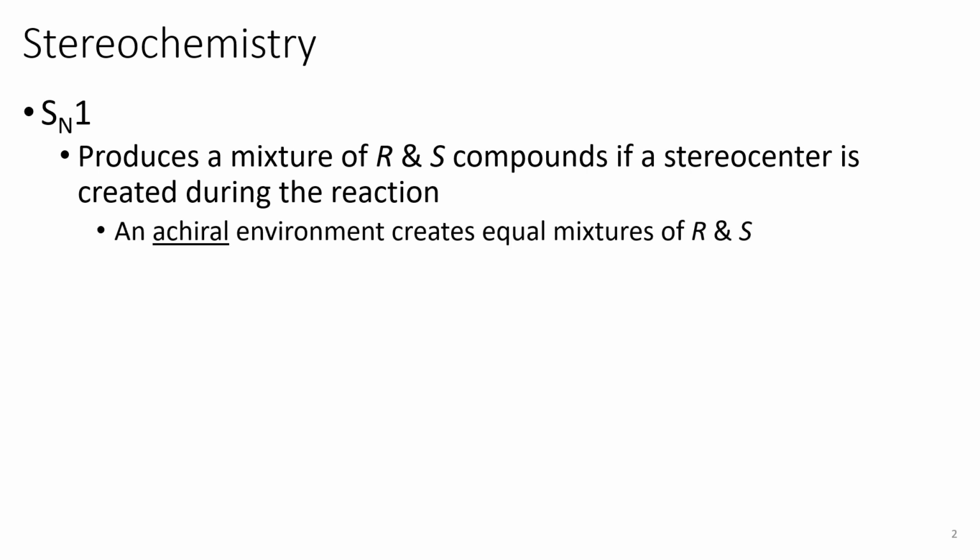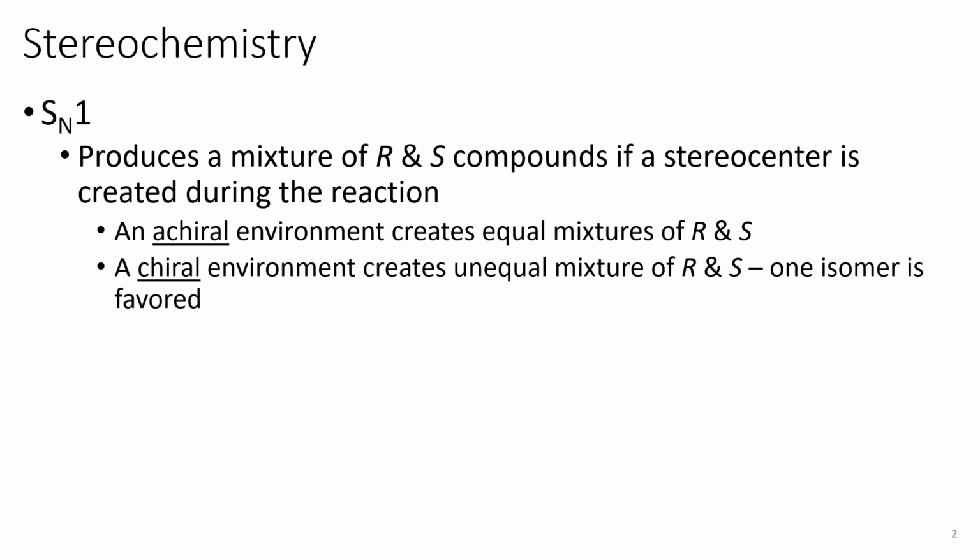One of the things that determines the amounts of those mixtures is the type of environment that we are dealing with. If we have an achiral environment, we will end up creating equal mixtures of the R and the S isomers, so we would have that racemic mixture that we talked about previously. If we have a chiral environment, then we're going to create unequal mixtures of the R and the S isomer. One of them will be favored, so we would see an enantiomeric excess of one of the isomers over the other one.